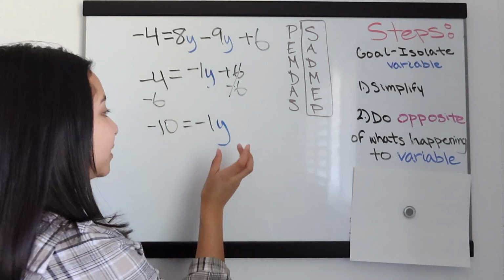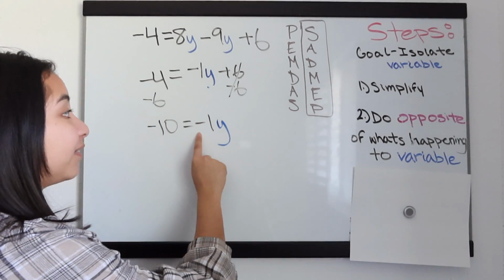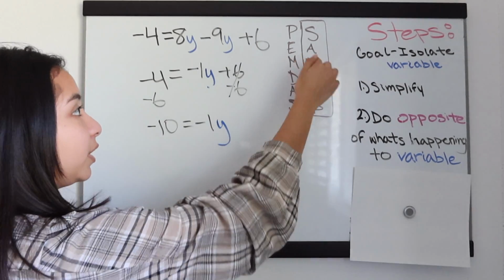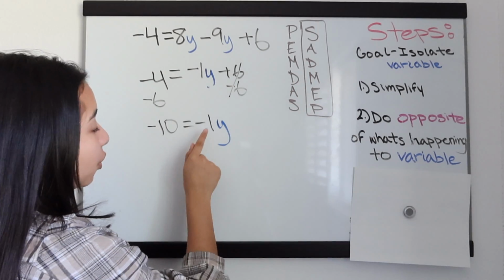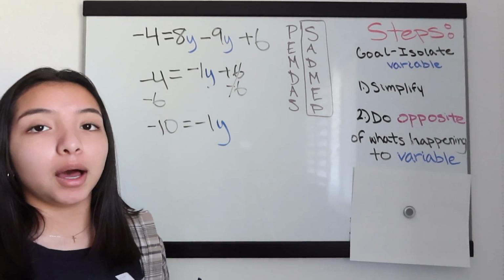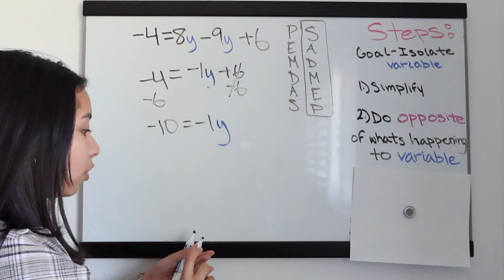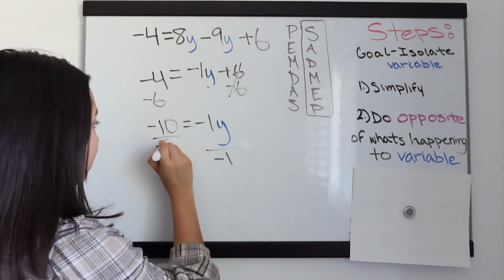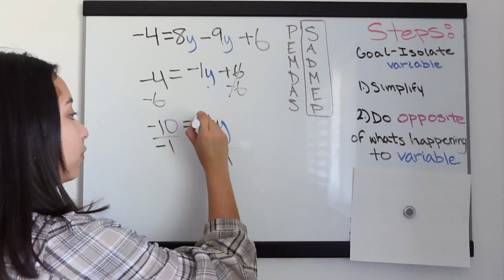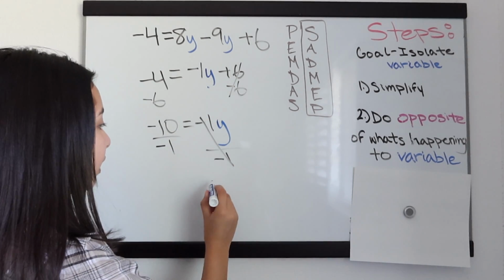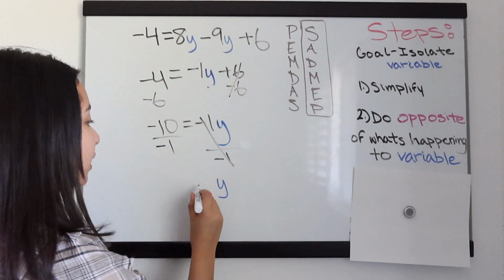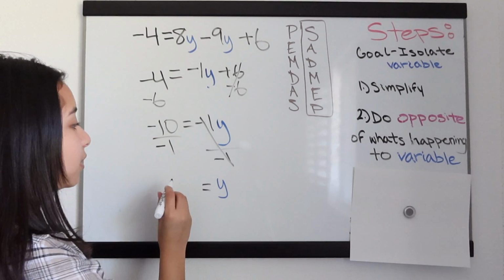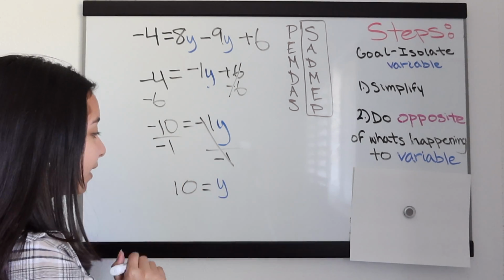Our variable is still not isolated. We still have this negative 1, and the next thing that we can do is division and multiplication. So negative 1 is being multiplied to y, so we're going to divide negative 1 on both sides of the equation. The negative 1 cancels out. We're left with y is equal to negative 10 divided by negative 1, which is just positive 10. Y is equal to 10.